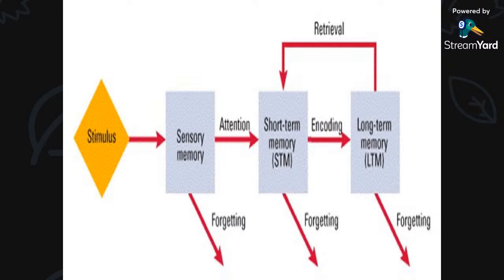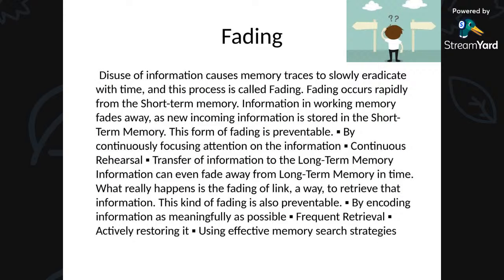And here is a chart of the whole process of forgetting as well as memory. So, and in the next slide, there is fading. So let's discuss fading. Fading is basically when disuse of information causes memory traces to slowly erode with time, and this process is called fading. Fading occurs rapidly from the short-term memory.